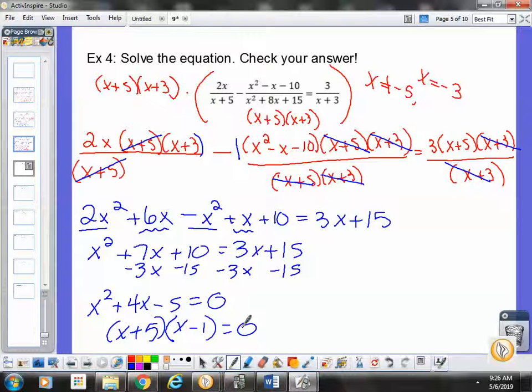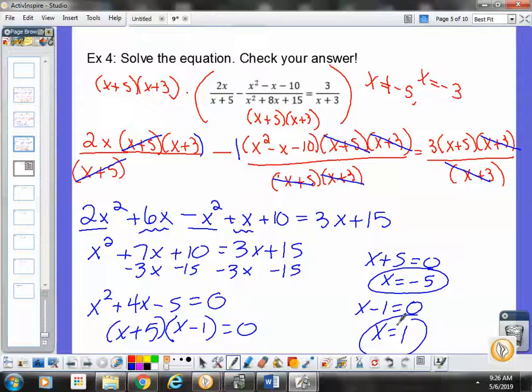Now set each factor equal to 0. So x plus 5 equals 0 and x minus 1 equals 0. So x is negative 5 and x is 1. Why not?